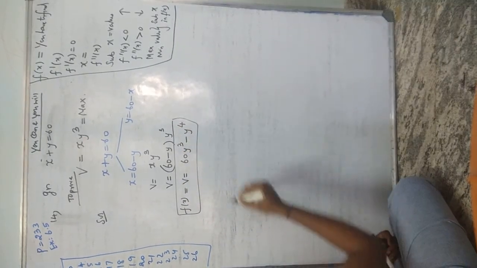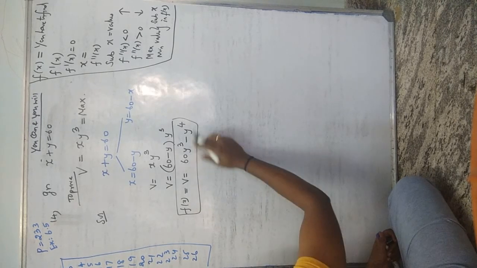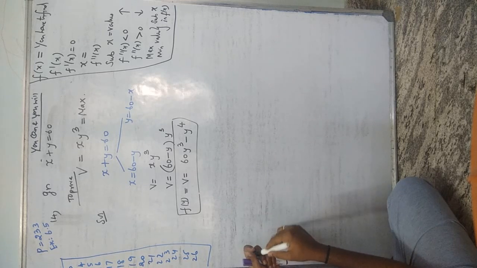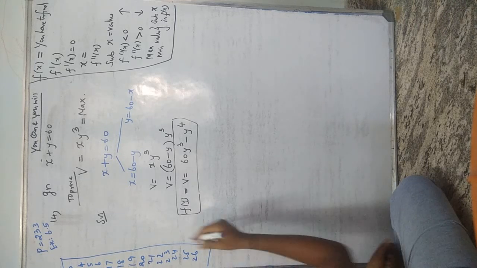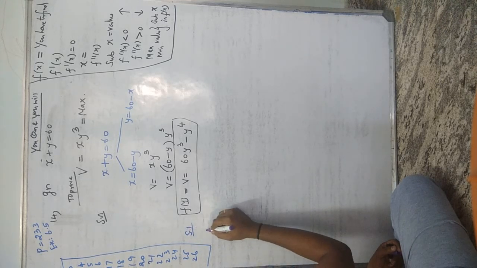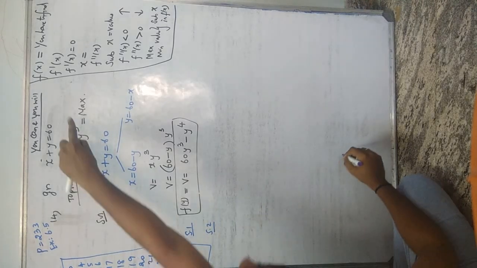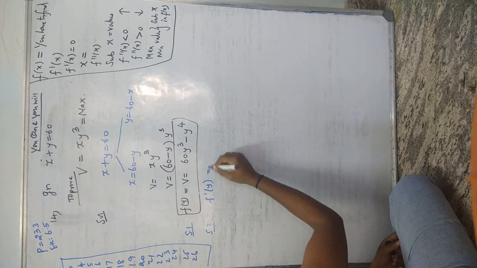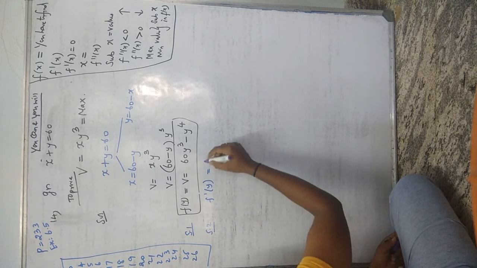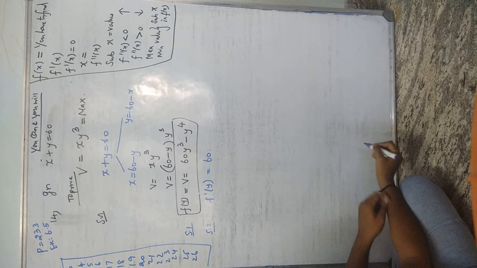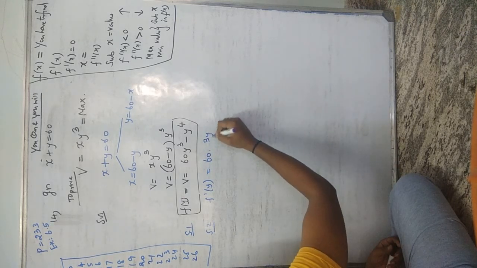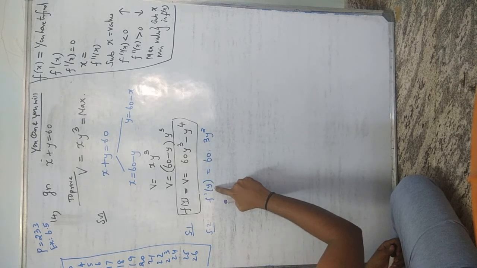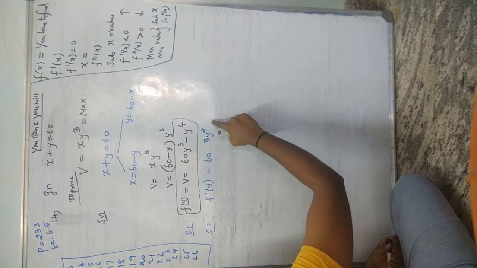Now differentiate. We should not write f of x, because which variable is there? y. So we can put f of y. So step number 1, we have found f of y. Step number 2: differentiate once, f dash of y, with respect to y. So 60 is a constant, y cube differentiated gives 3y square. Why does y dash not come here? I am differentiating with respect to y, so y dash does not come here.